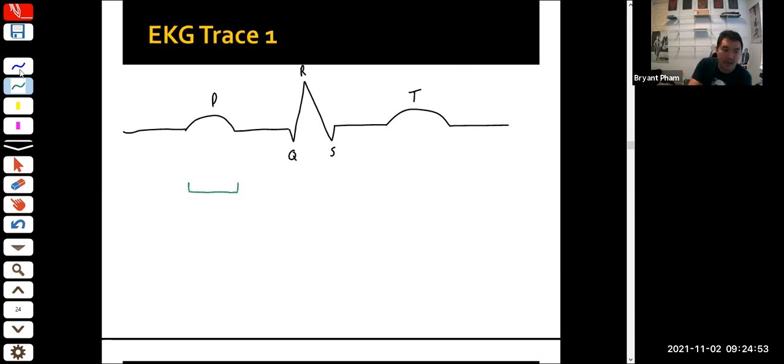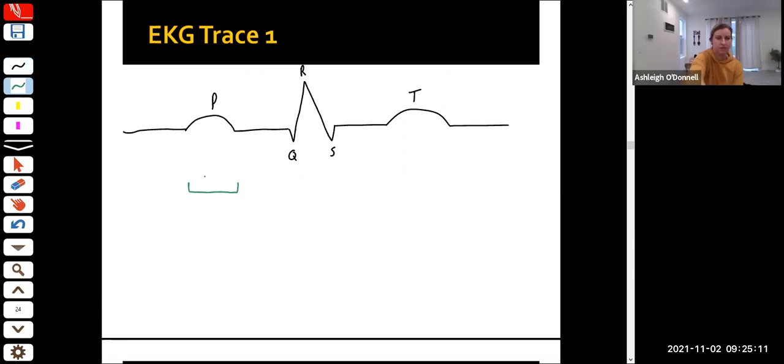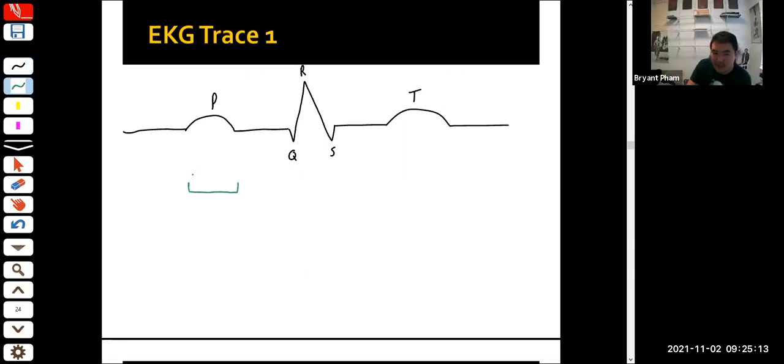So the P wave is going to be the first electrical event. So let's think about with your heart, the first electrical event, do you want that to go to your atria or to your ventricles? Atria. We want it to go to the atria. So what I'm saying is the first electrical event should be atrial depolarization.